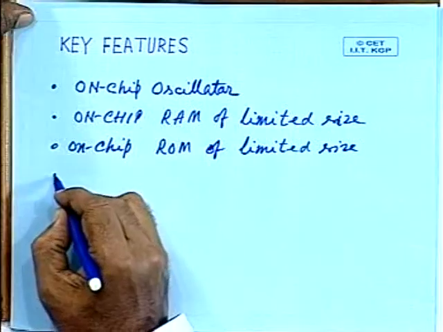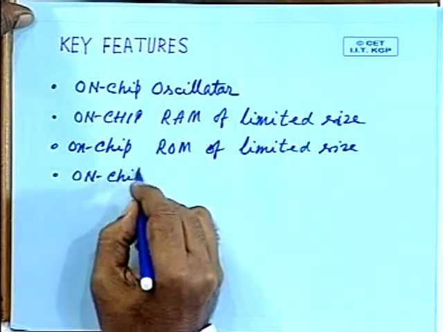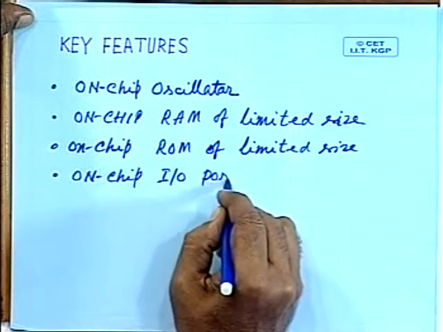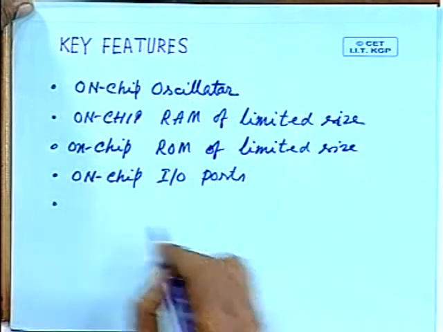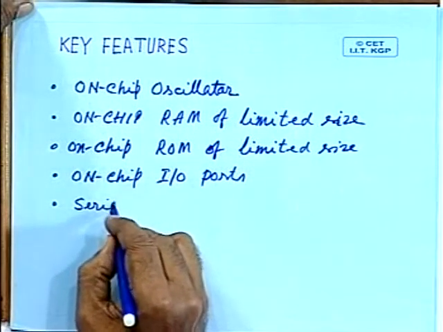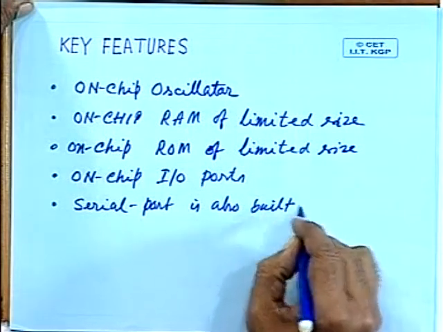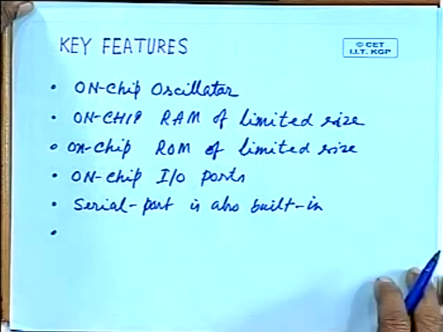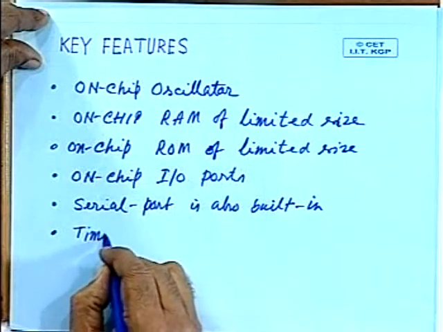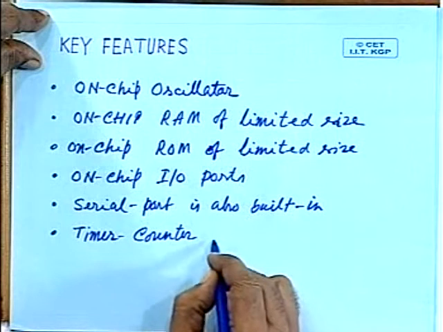Then it must have on-chip IO ports, so that we don't require external IO port chips like 8255 for interfacing different types of input output devices. The IO port should be built in, and in many situations the serial port is also built in. And as we have seen, for embedded applications, the timer counter plays a very important role. So it is important that the timer counter is on chip.